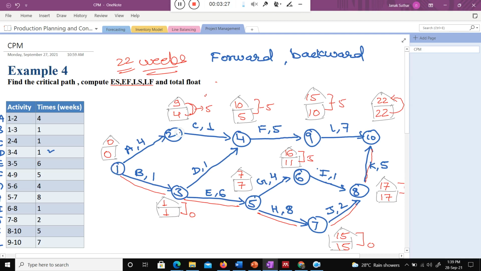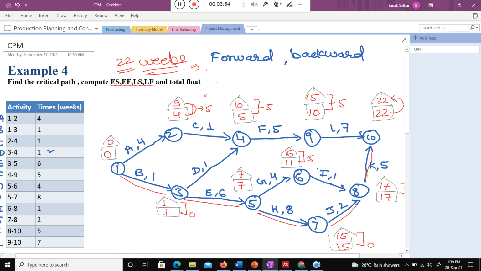Suppose 1 to 2, 2 to 4, 4 to 9, 9 to 10, that is one path. Are you getting my point? Path means you need to go from the start point to the end point. So 1 to 2, 2 to 4, 4 to 9, 9 to 10, that is one path, class. Are you getting my point? So one path is available.